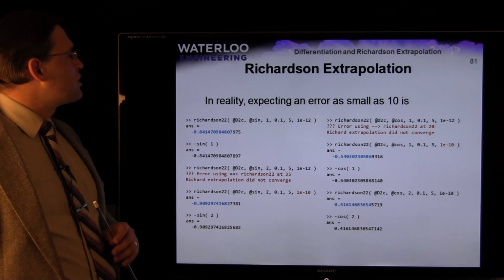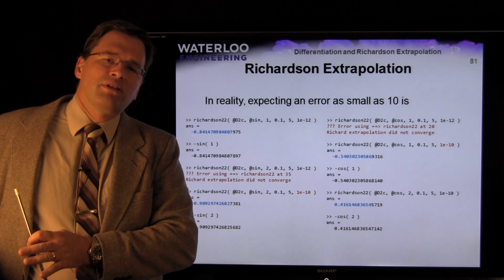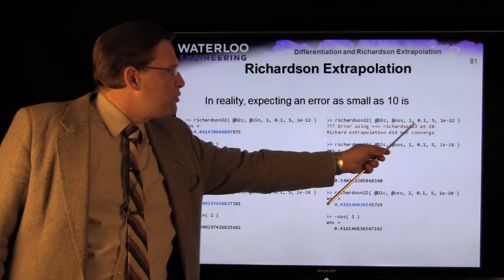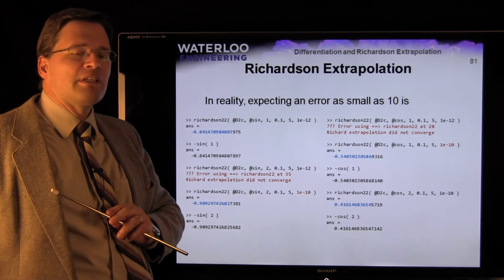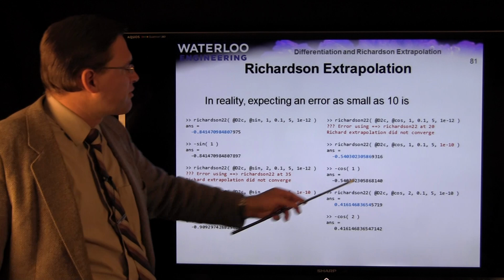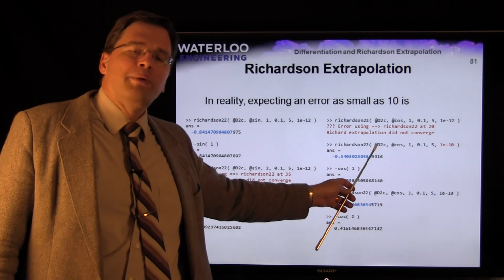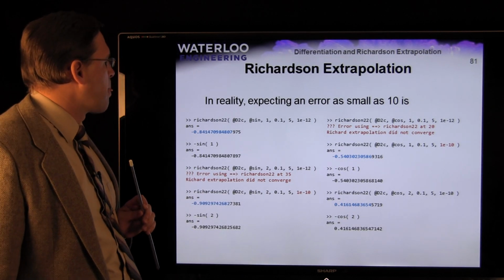Now, if we try using the second derivative, it doesn't work as well. Sometimes we get an approximation, but if we use h as small as 10 to the negative 12, sometimes it simply doesn't converge. So you might have to use a smaller value of h, but notice, once again, we still get a significant number of digits of accuracy.